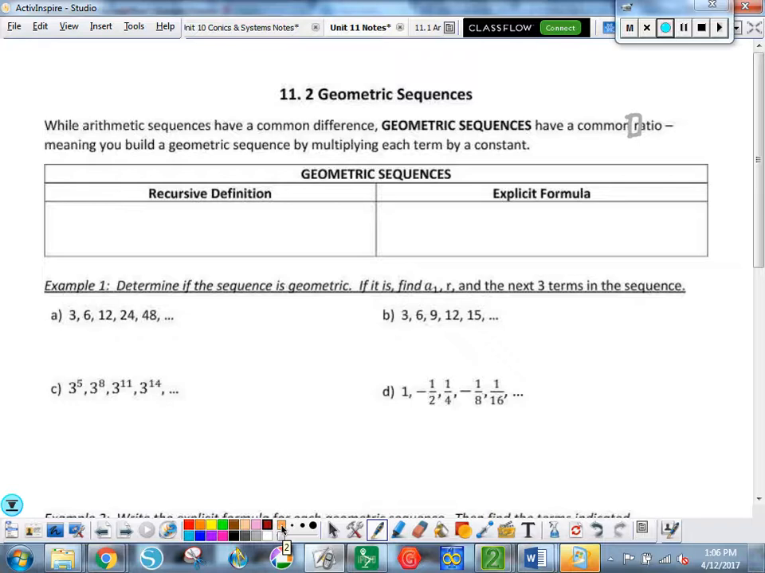And you can build a geometric sequence by multiplying or dividing each term by a constant. So, the recursive definition, that's the one that compares the next term to the term before it. If I want any term in the sequence, I would take the previous term and multiply it by R.